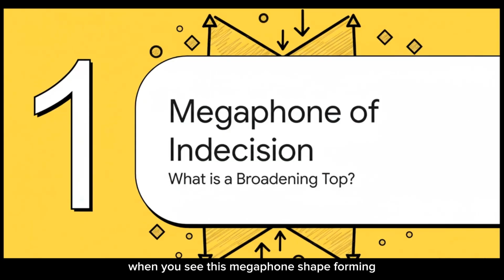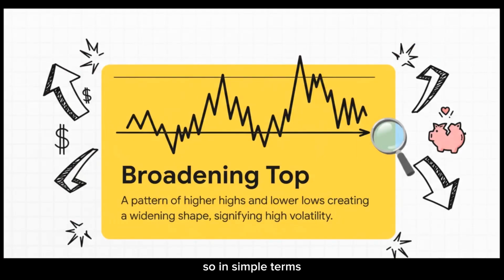When you see this megaphone shape forming, what is the market really trying to tell you? In simple terms, a broadening top is when you see prices making a series of higher highs and, at the same time, lower lows. That's what creates that widening megaphone look, but the why is what's really fascinating. It means the market is completely split. You have buyers who think the stock is a steal, so they keep pushing it to new heights. But every time they do, sellers jump in thinking it's way overvalued and slam it down to new lows. It's this escalating conflict that creates all that volatility.